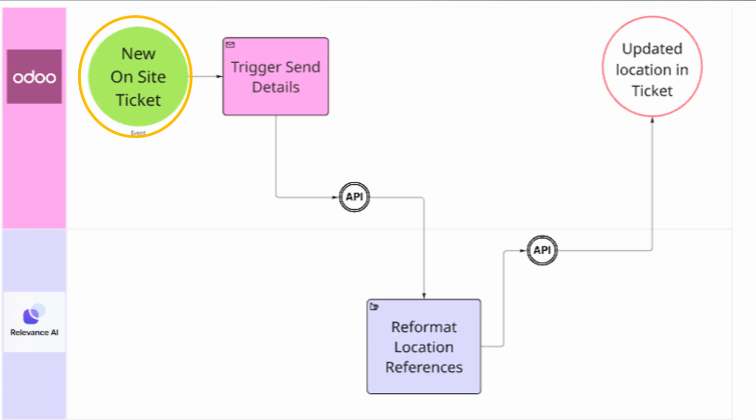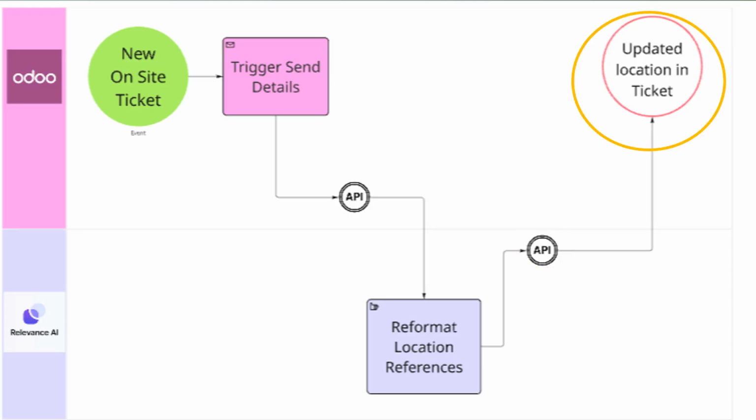Now, my original plan was much simpler than what the end solution ended up being. So let me show you my original plan first. We receive a new ticket of the type on-site in our Odoo Helpdesk system, and that should trigger an API call directly to Relevance and send Relevance the location names and the text of the original ticket. Relevance is going to read the text of the original ticket, identify if any locations are referenced, and if those locations are referenced, it's going to replace the value with the correct formatting of the address for that location. Once Relevance is done with that, it's then going to send the information back to the Odoo Helpdesk ticket and update the ticket through the API.